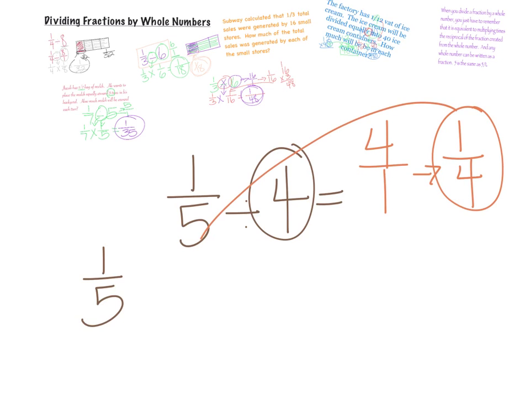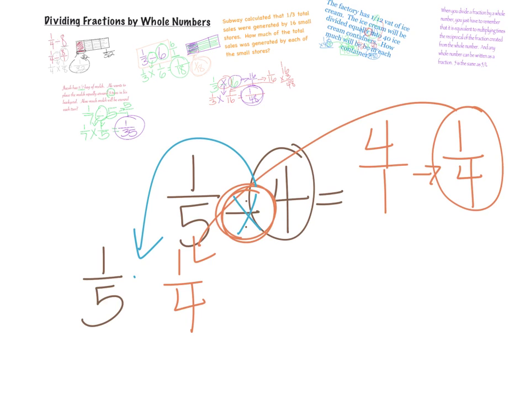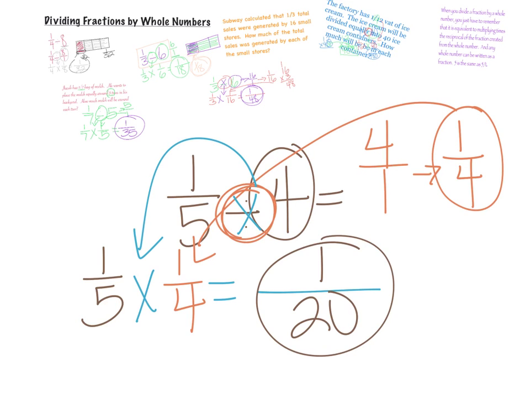Now 1/4, I'm going to bring it back over here. And my division sign, not going to be division. I'm going to turn that into, good, multiplication. So now, straight across, 1 times 1, 1. And 5 times 4 is 20. Good job, guys. 1/5 divided by 4 is 1/20.